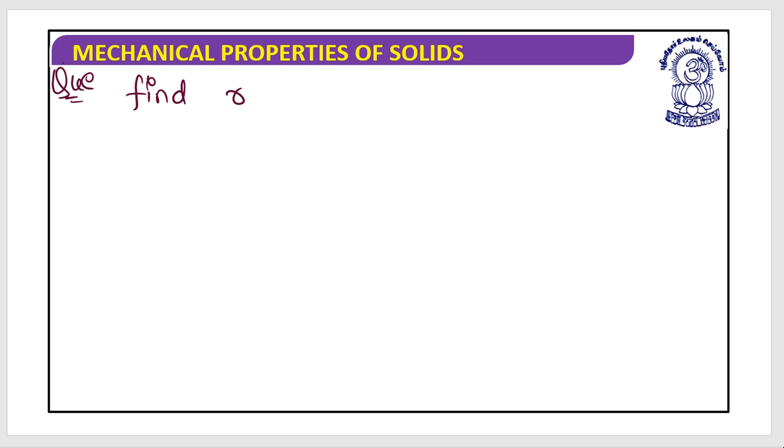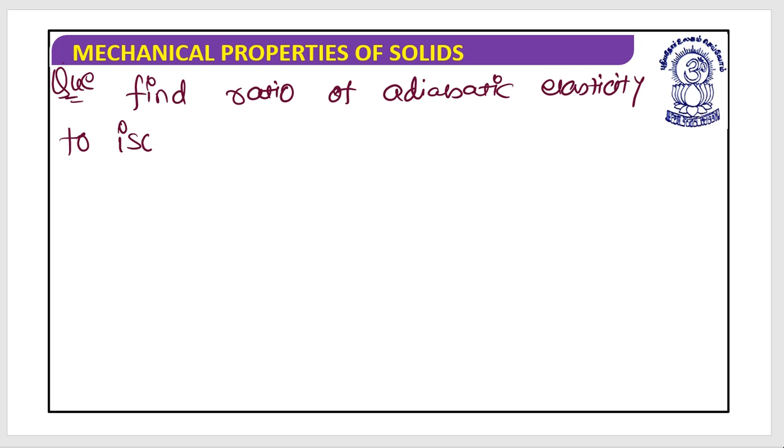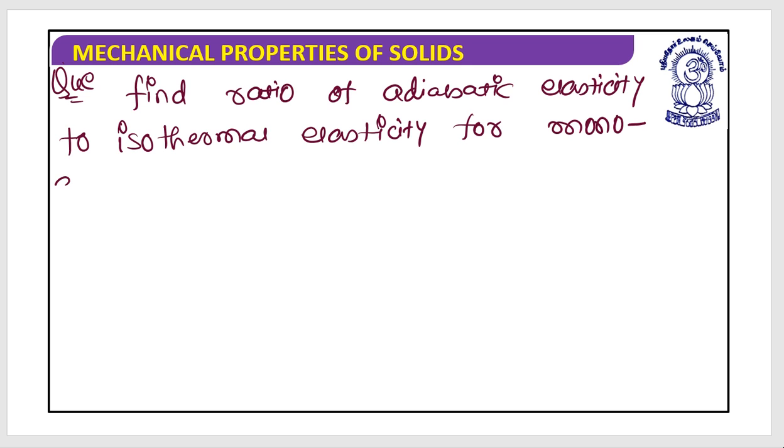Find the ratio of adiabatic elasticity to isothermal elasticity for a monoatomic gas. How will you find it out, the ratio of these two?